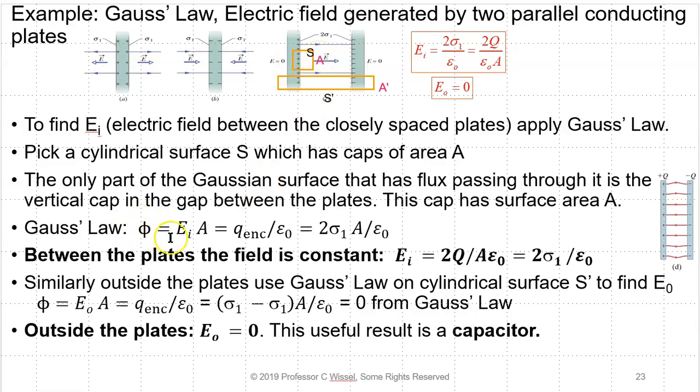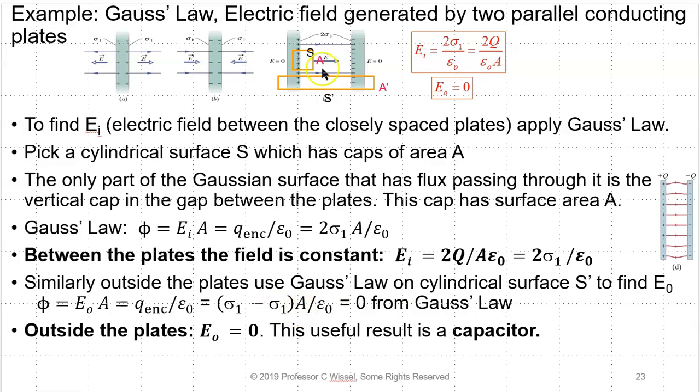Gauss's law says flux equals E_I times A, or Q enclosed divided by epsilon naught, equals 2 sigma 1 A divided by epsilon naught. So between the plates, the field is constant: E_I equals 2Q divided by A epsilon naught, or 2 sigma 1 divided by epsilon naught. Outside the plates, we're going to use Gauss's law on the cylindrical surface S prime to find E_O, the electric field outside the plates. Flux equals E_O A equals Q enclosed divided by epsilon naught equals sigma 1 minus sigma 1 times A divided by epsilon naught equals 0 from Gauss's law.